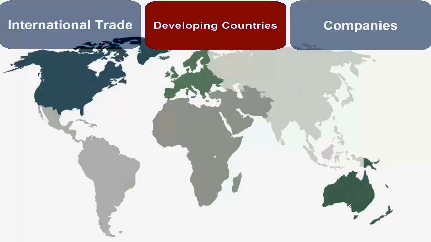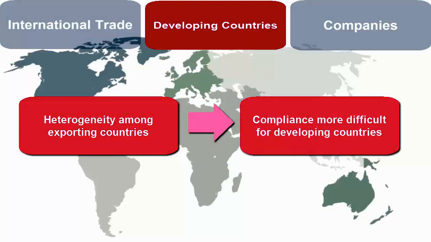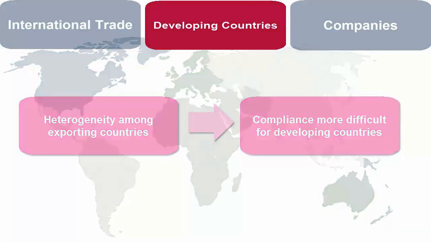Exporting countries are heterogeneous, and some might find it harder to comply with, for example, technical standards than others. In general, compliance seems to be more difficult for exporters from developing countries. This can be due to, for example, the lack of laboratory or certification infrastructure. In the following video, Dr. Helen from the University of Michigan will talk about possible consequences of NTMs, especially for developing countries.